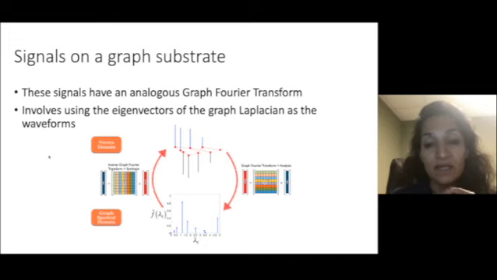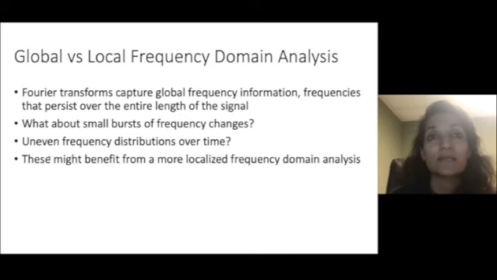And so it's really lucky that we now have an analog on signals that don't occur on such a regular substrate, like a graph. We've already talked about how almost any data can be modeled as if it lies on a graph. And so for these data types, we can use the analogous graph Fourier transform, which involves using the eigenvectors of the graph Laplacian as the signals that we're decomposing our signals into, or the bases.